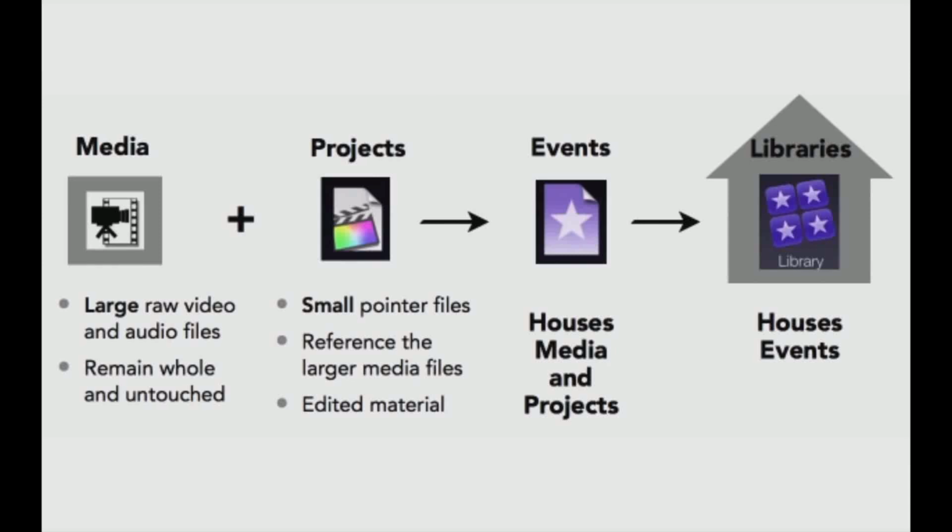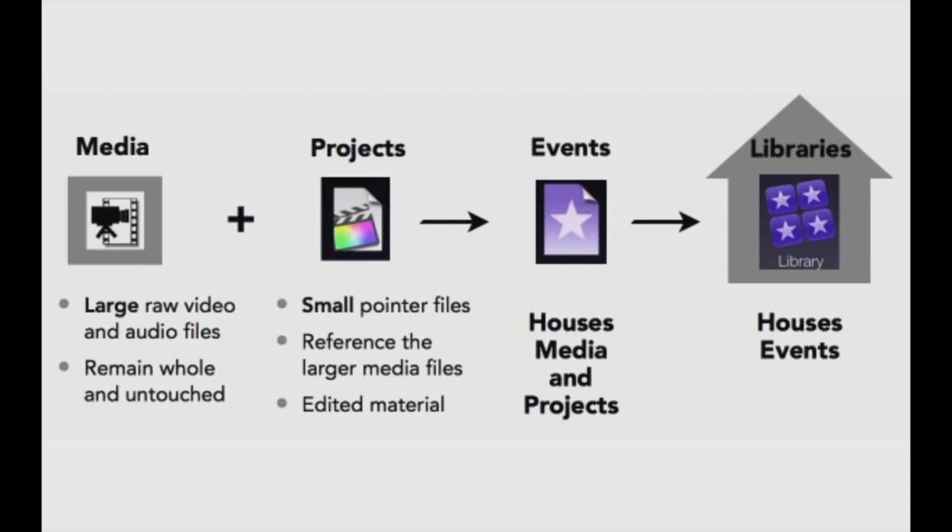You record onto your card on the camera, you then stick that into a card reader, plug it into your system, and you open up Final Cut and you import the material into Final Cut. When it's imported, we get what are called the project files. These project files, as you can see, are small pointer files, and they reference where you have stored the larger media files. Now, both project files and media files live in what is called an event, and you can see the diagram for the event here. It's a star, and this houses media and projects. So in relation to events, events are then further stored in a library. So you can have as many different events in a library as you wish.